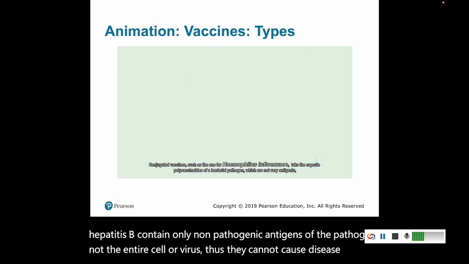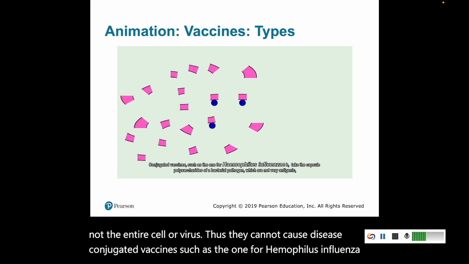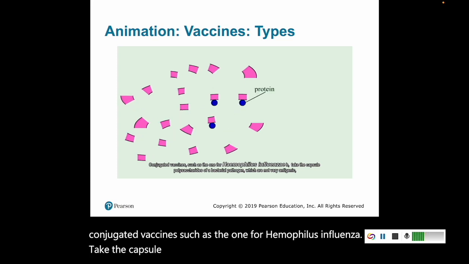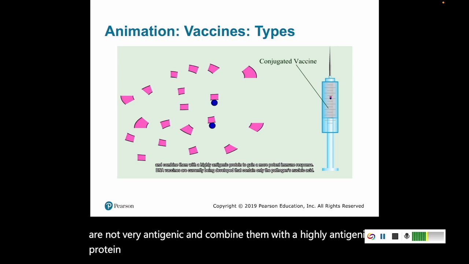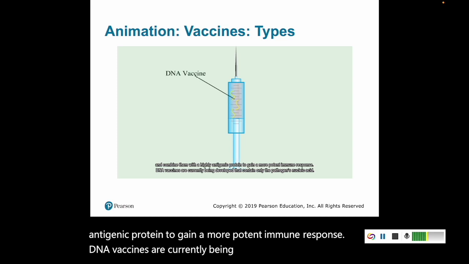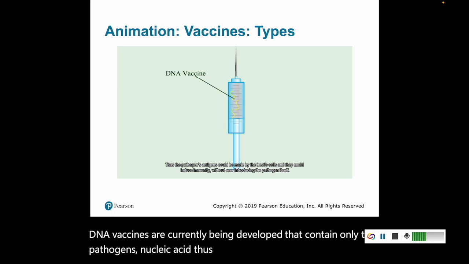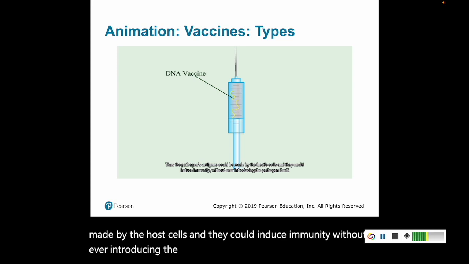Conjugated vaccines, such as the one for Haemophilus influenzae B, take the capsule polysaccharides of a bacterial pathogen, which are not very antigenic, and combine them with a highly antigenic protein to gain a more potent immune response. DNA vaccines are currently being developed that contain only the pathogen's nucleic acid. Thus, the pathogen's antigens could be made by the host cells, and they could induce immunity without ever introducing the pathogen itself.